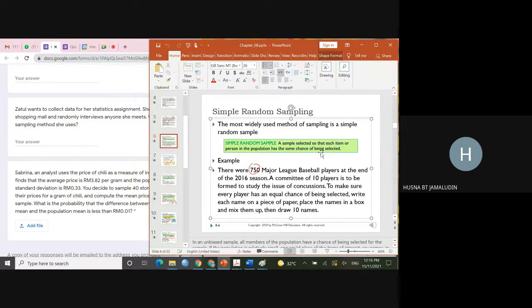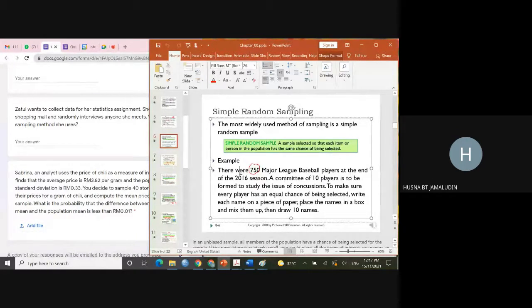So it is biased because, for example, if you are in shopping mall A, people in shopping mall B will not have the same chance to be selected. And if you are in the second floor, people in the third floor will not have the same chance to be selected. So can you see what kind of method she is using in this example, Zatul? So this is just an example.